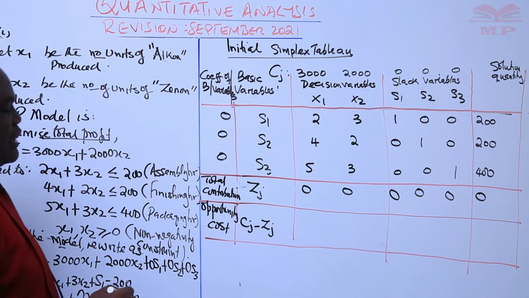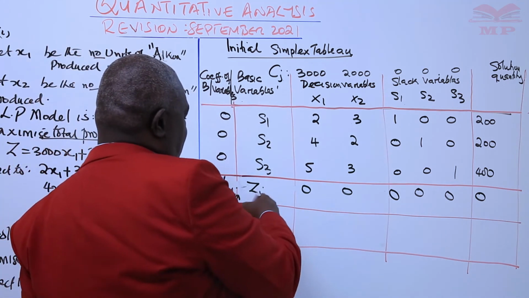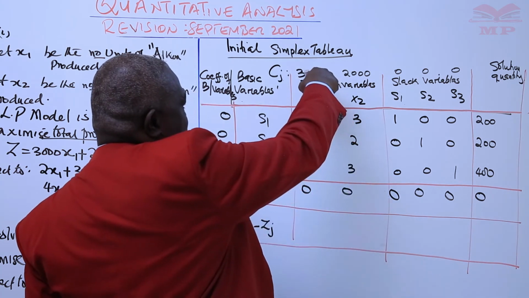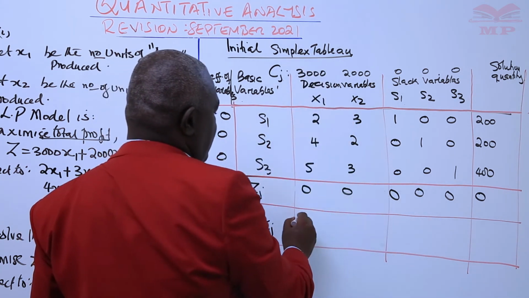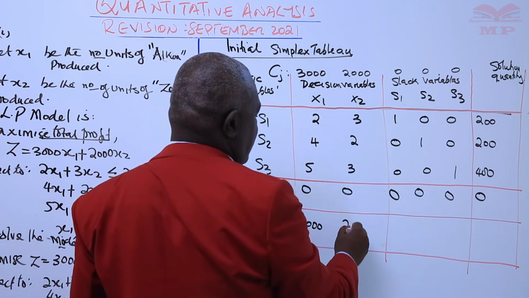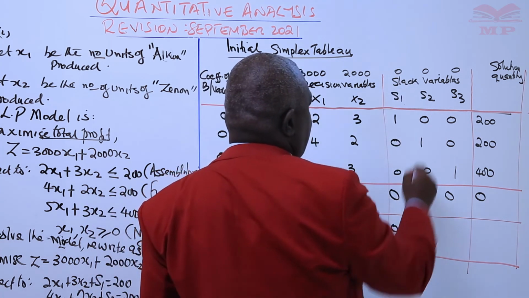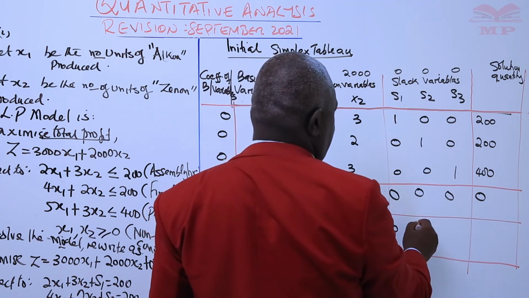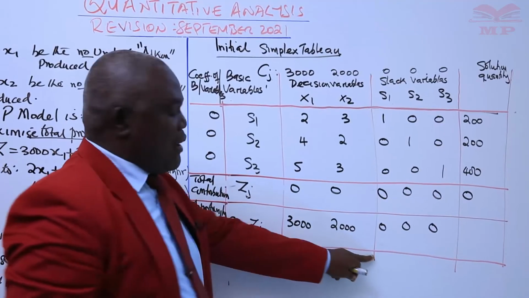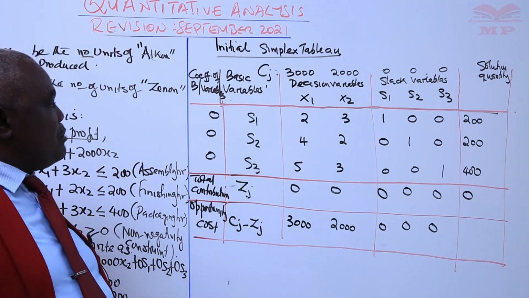What follows is the opportunity cost, whereby I have Cj minus Zj. The Zj's are here. The Cj's are the coefficients above. 3,000 minus 0 is 3,000. 2,000 minus 0 is 2,000. 0 minus 0 is 0. 0 minus 0 is another 0. 0 minus 0 is 0. Now, that is what we call the initial simplex tableau.